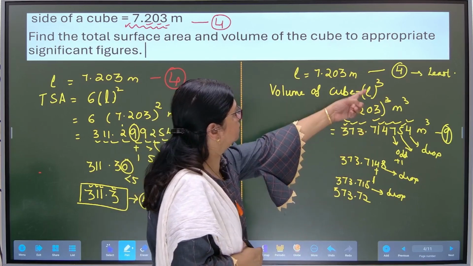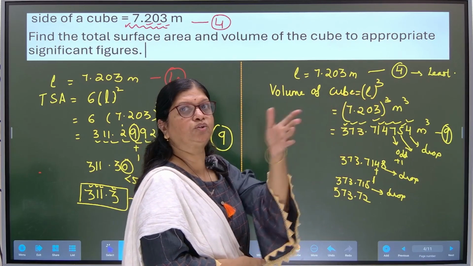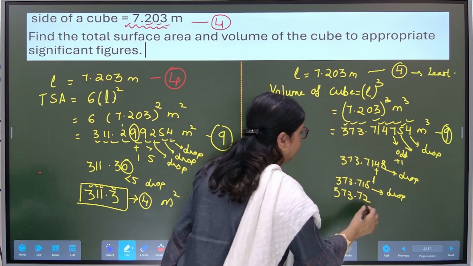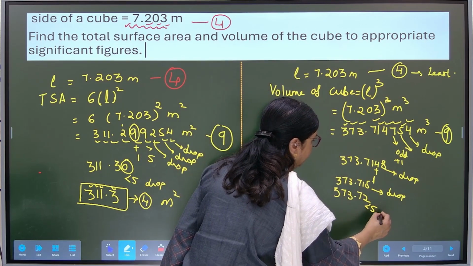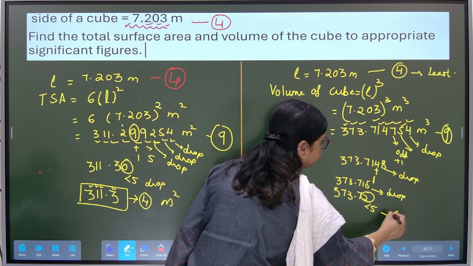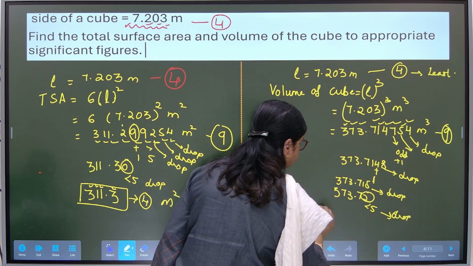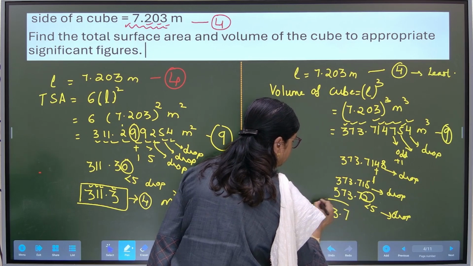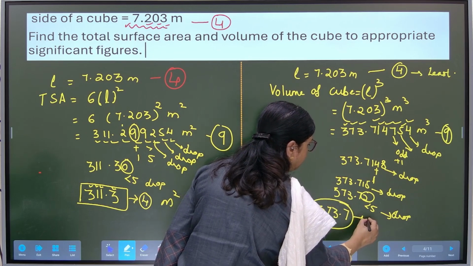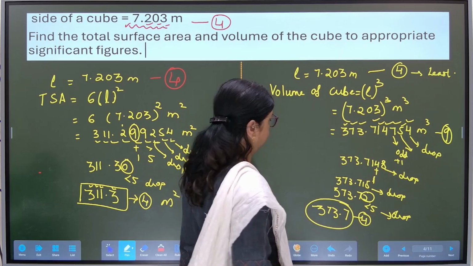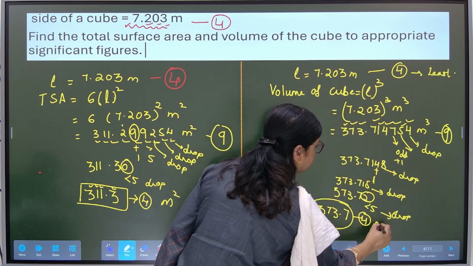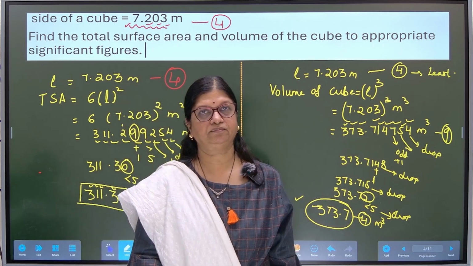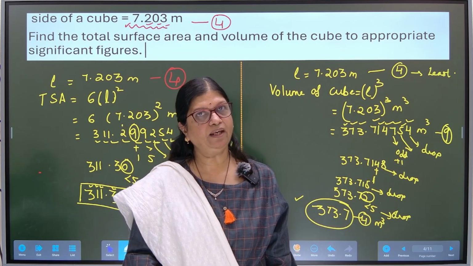Did I reach 4 significant figures? No. So what should I do again? Again go to 2. 2 is less than 5. So I drop it. And my answer becomes 373.7, which has 4 significant figures, meter cube, which is the correct significant figure now. Clear? Okay.